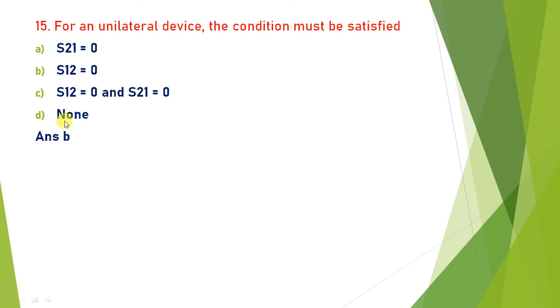For a unilateral device, which condition must be satisfied? For a unilateral device, the current flows from port 1 to port 2, and reverse current flow is not possible. So for a unilateral device, S12 is always equal to 0. Power from 1 to 2 is nonzero, but 2 to 1 is 0. S21 equal to 0 is wrong, because S21 is not equal to 0 for unilateral devices. So S12 is equal to 0. So the answer is B.